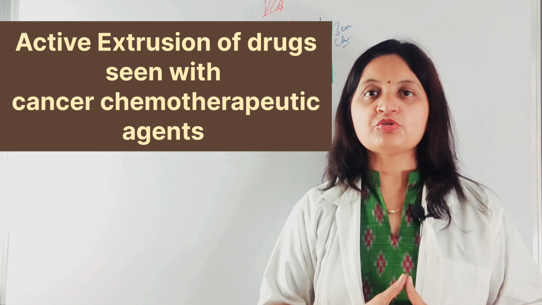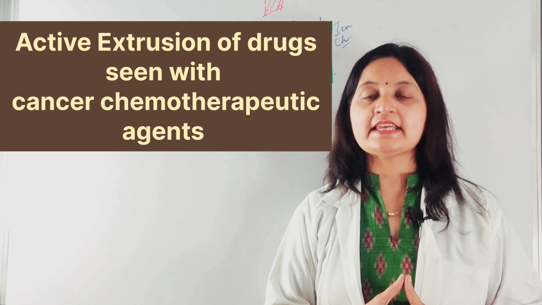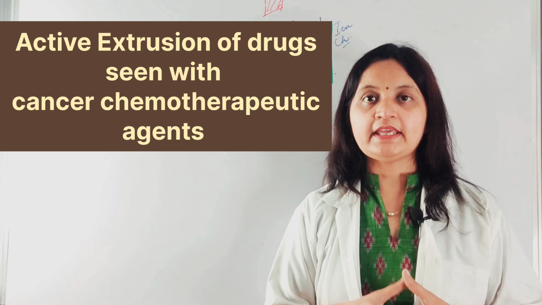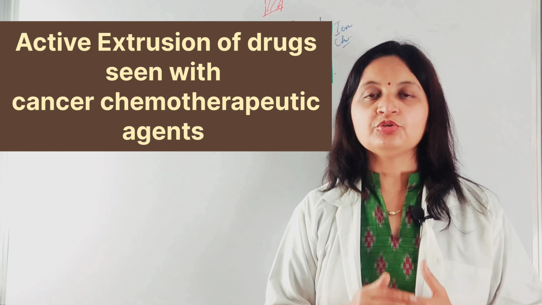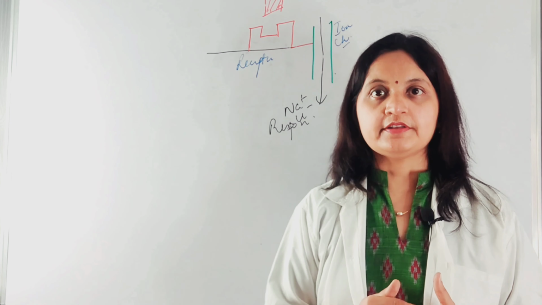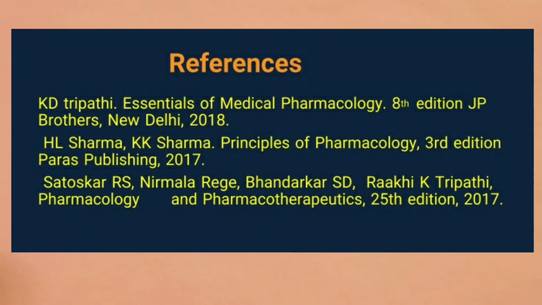Next is active exclusion of drug, and this is usually seen with cancer chemotherapeutic agents where the drug is excluded out from the cells, leading to drug resistance or drug tolerance. This brings us to the end of the topic.